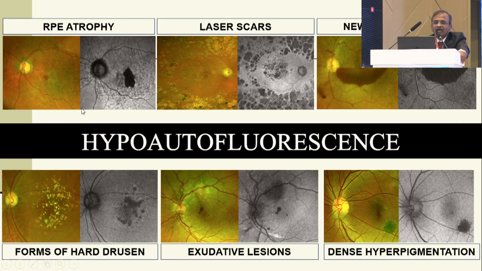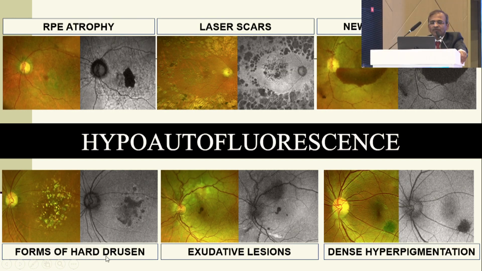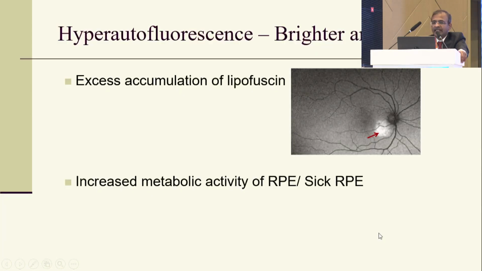So if you have an RPE atrophy, you get this picture. Laser scars will look like this. And if there is hemorrhage blocking the retina, you will see again a dark hypoautofluorescent patch. Drusens will be of different forms. Hard drusens will be where there is RPE atrophy associated with it. You will get dark hypoautofluorescent areas. Exudative lesions again will produce dark areas. And if there is dense hyperpigmentation, again you will get dark areas.